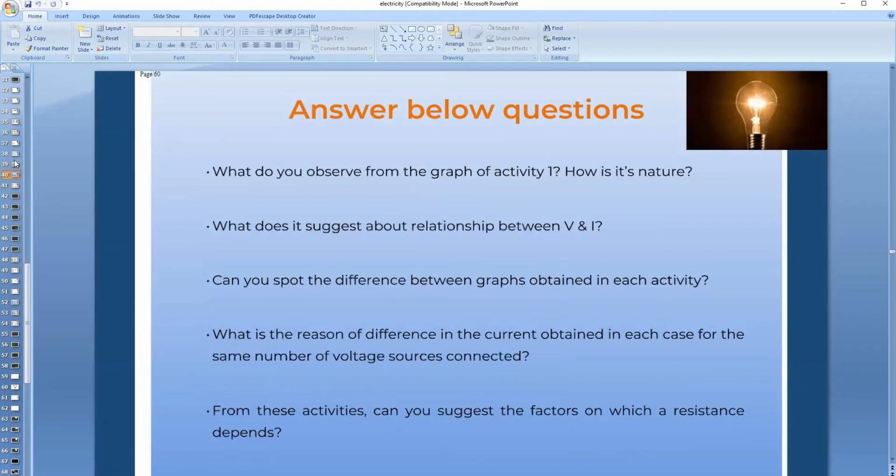There are a few questions I'm asking you. I need answers in the comment box. What do you observe from the graph of the activity? What is its nature? What does it suggest about the relationship between V and I? Can you spot the difference between the graphs obtained in each activity? What's the reason for the difference in current obtained in each case for the same number of voltage sources connected? From these activities, you can suggest the factors on which resistance depends. Please answer these questions in the comment box.